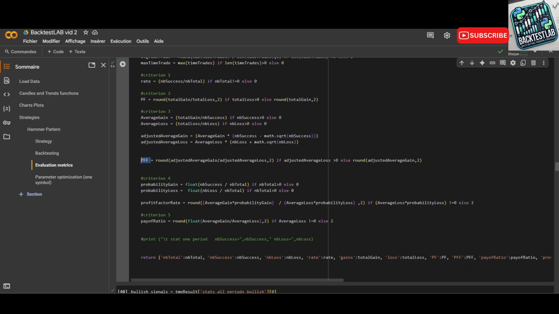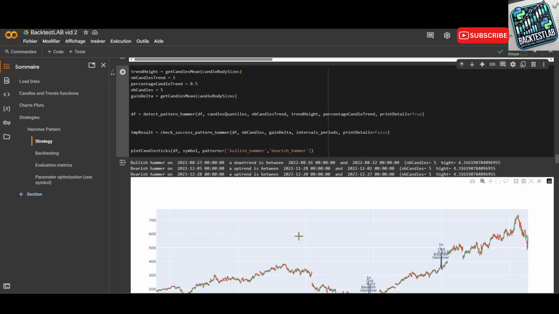Some other traders, for example, consider other criteria. So here I added just 2 others: the profit factor rate, which is the average gain multiplied by the probability of gains divided by the average loss multiplied by the probability of loss. You can also consider others such as the payoff ratio. So let's focus only on the rate and the profit factor, for example, and let's see what we are going to do next. For these 3 trades, if you remember, we defined actually the values for our parameters.